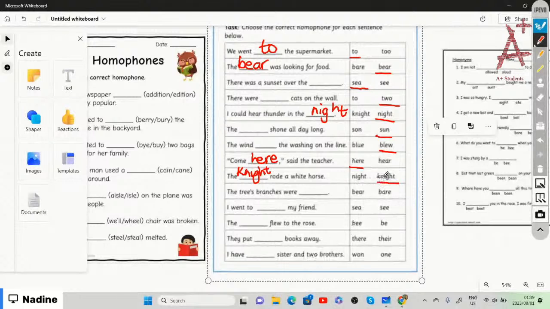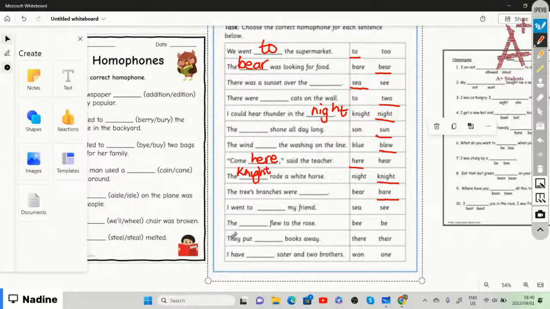The tree's branches were bare. We now need to choose the correct bare. Is it B-E-A-R or B-A-R-E? The tree's branches were bare. There was nothing on them. If there's nothing, then we would say bare, which is B-A-R-E. The first one, bear, which we did not choose, refers to an animal.